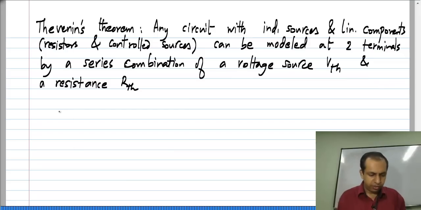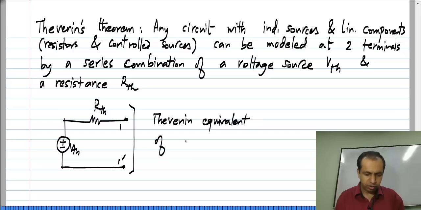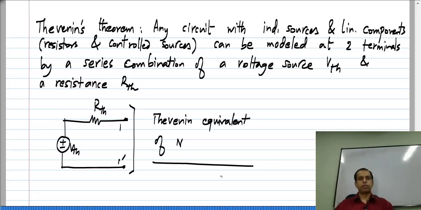And the series combination of Vth and Rth between 1 and 1 prime, this is known as the Thevenin equivalent of N. Okay. So, that is Thevenin's theorem, and you have the Thevenin equivalent or Thevenin's equivalent of your circuit N. Okay.